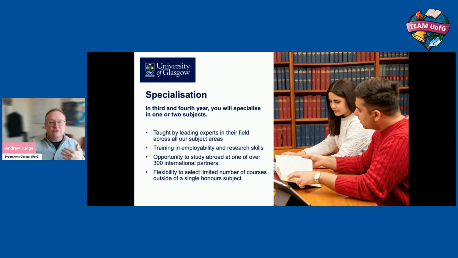And then third and fourth year, you specialise. This is the more sort of conventional, traditional part of the degree, where basically you do more specialist courses in your areas of specialism. We've got a wide range of courses across all our different subject areas. They are taught by some of the leading experts in their field. There's also, alongside that, additional training available, sometimes within classes, sometimes in addition to, around employability and research skills, which is quite extensive at the university, and we encourage all students to try that out.